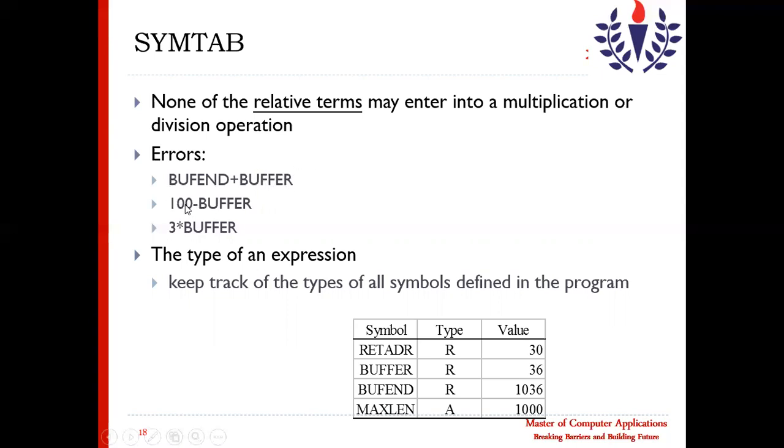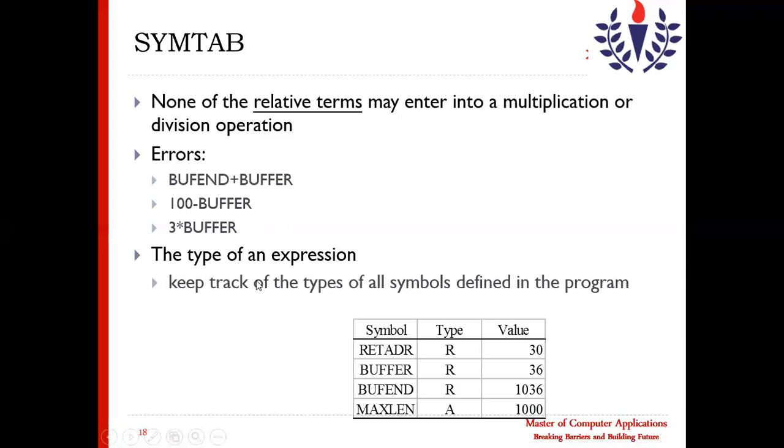Second, here it is 100 and a BUFFER. Now 100 may or may not belong to your program. It is not a relative term, so again, it is an error. Third, here multiplication is being used, and it is an error, because we have studied that relative terms may not enter into multiplication or division. So if you form this kind of expression, it will generate an error.